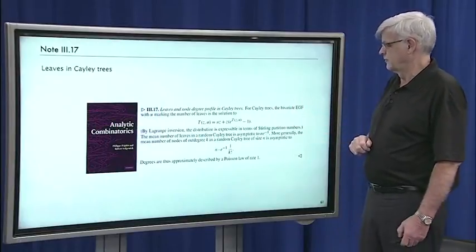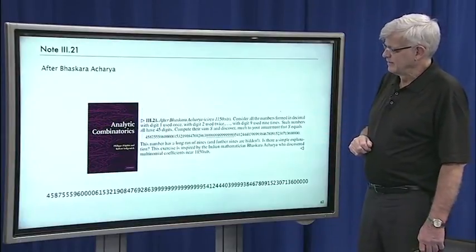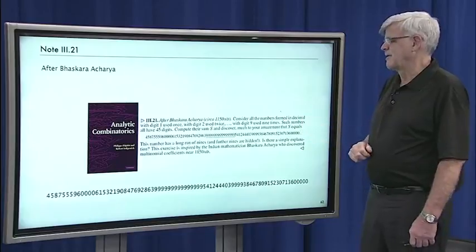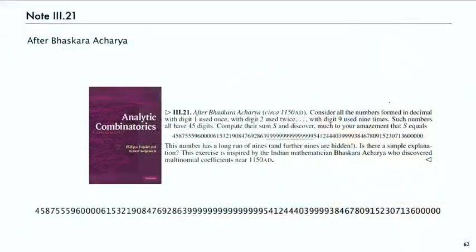for a useful problem. The second one is recreational mathematics. So if you take all the numbers that are formed, they're decimal integers, where digit 1 is used once, digit 2 is used twice, and so forth, digit 9 used 9 times. So that's 45-digit numbers, and you take all of them and add them together.